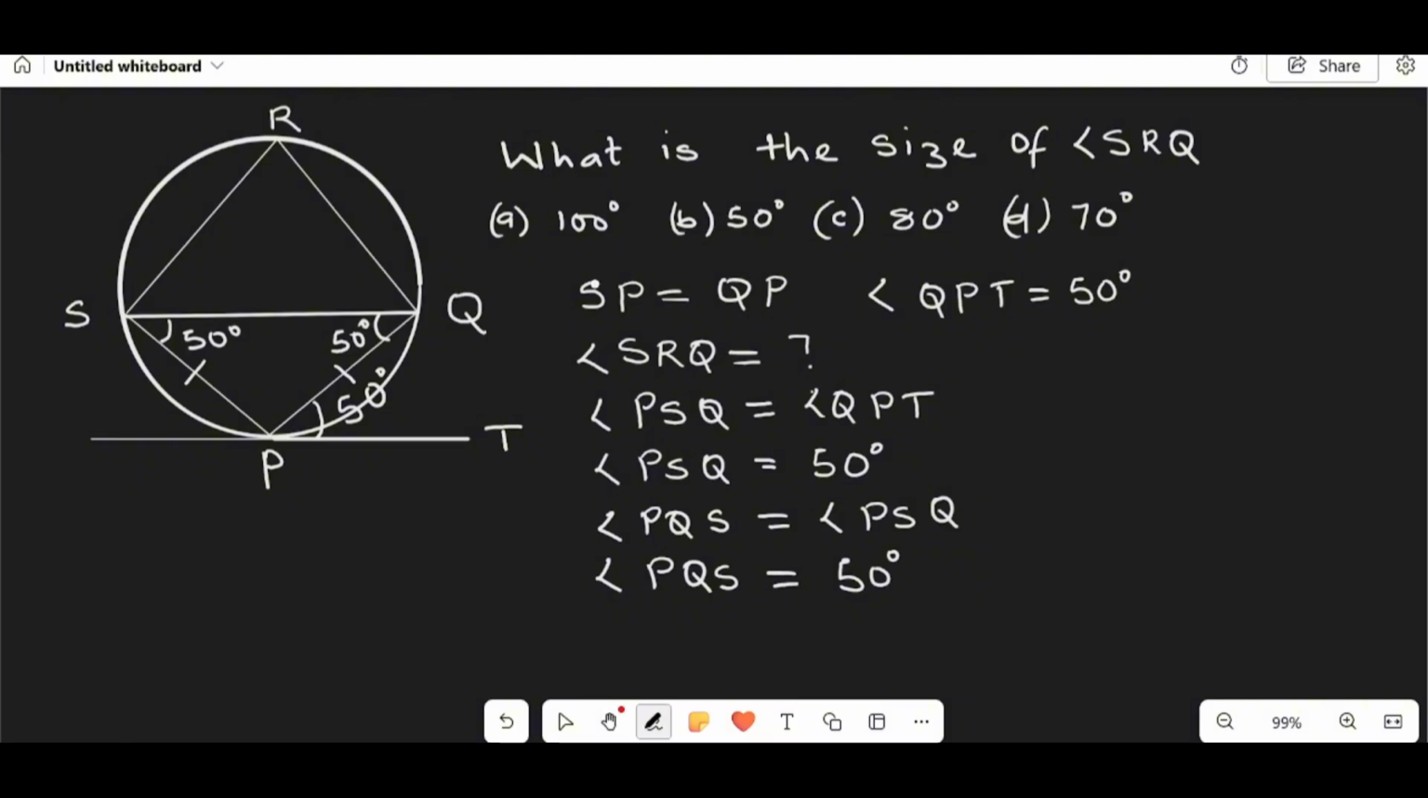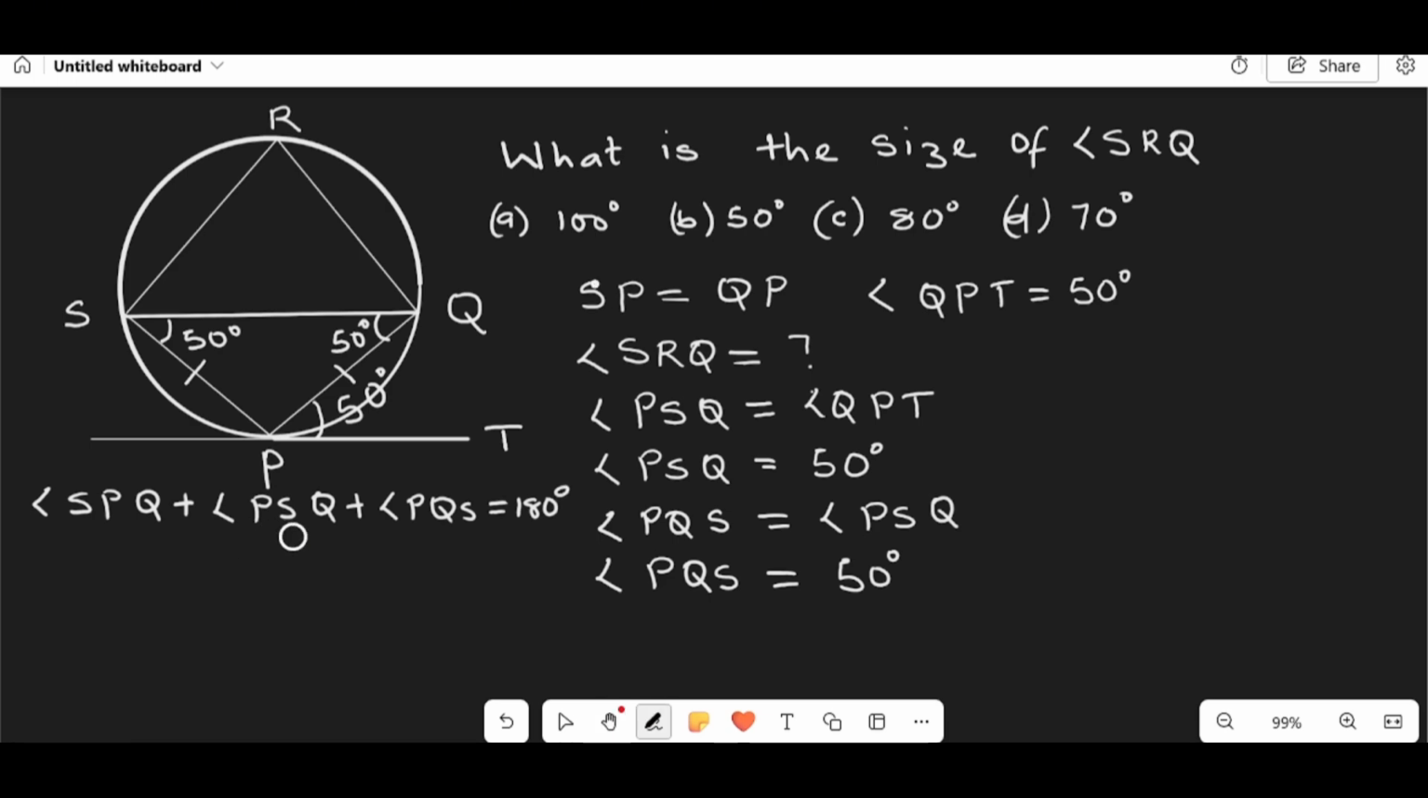Now let us find angle XPQ. And we know that the sum of interior angles in a triangle adds up to 180 degrees. So our angle PXQ plus angle PQX plus angle XPQ equals 180 degrees. Angle XPQ plus angle PXQ plus angle PQS equals 180 degrees.